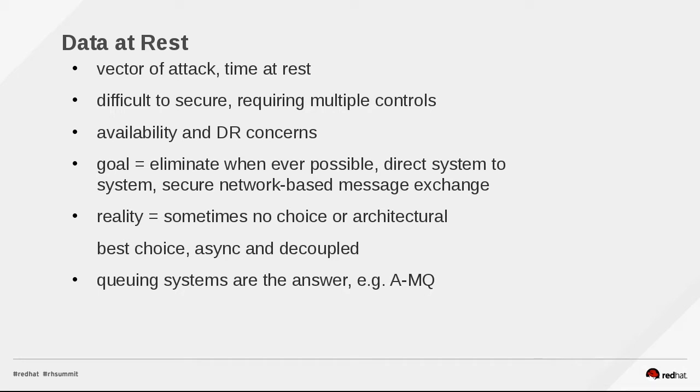And then once you do figure out how to do that, now you have to worry about availability, right? How am I going to replicate this to my DR site? Is it going to be timely? Am I going to lose data? What about transactions? So in general, we try to avoid doing any data at rest, and have a direct system-to-system, secure network messaging-based exchange. However, back to my pragmatic side, sometimes you don't have that choice, and sometimes that isn't the best architectural choice, right? So maybe you want them to be decoupled. Maybe you want it to be async. So you need to weigh the options.